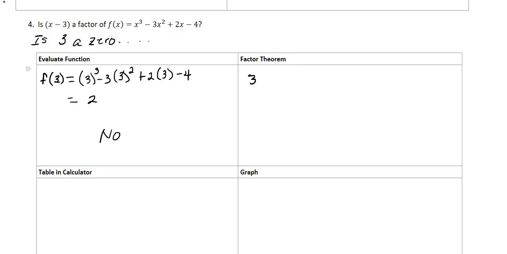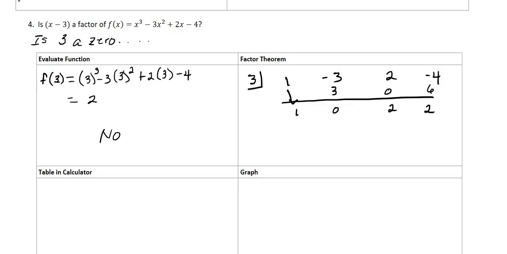I can do synthetic division with 3, and I have 2 for my remainder, so f of 3 is equal to 2. So when I use synthetic division, I get a remainder of 2, so f of 3 equals 2. And because I have a remainder, that means that x minus 3 does not divide evenly, so it's not a factor.